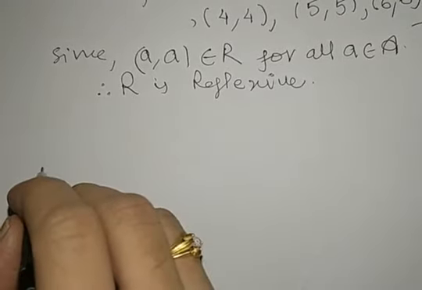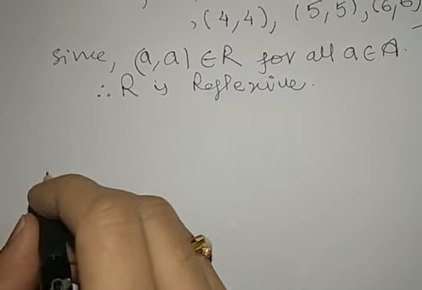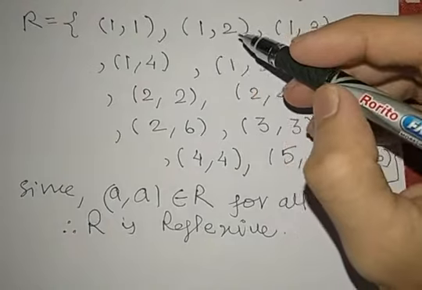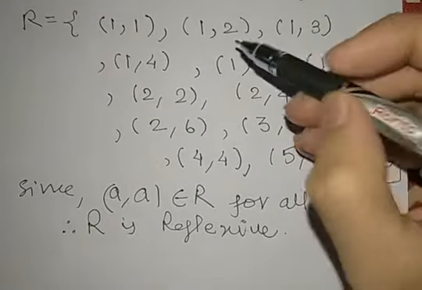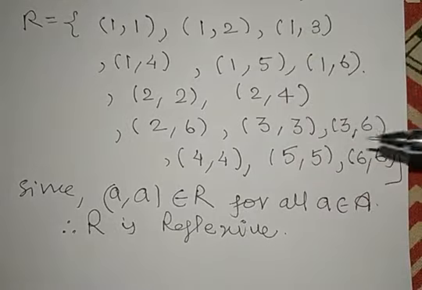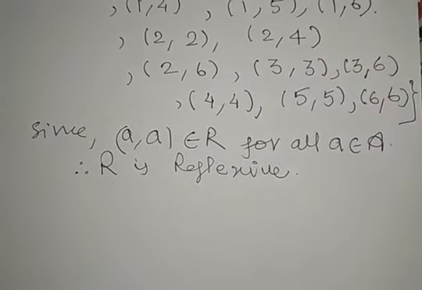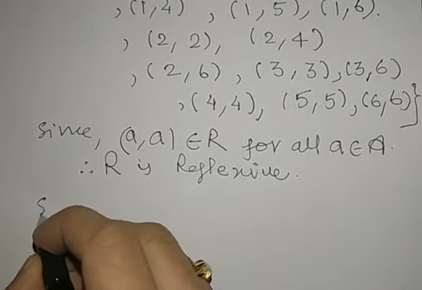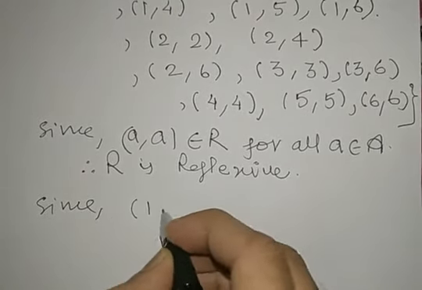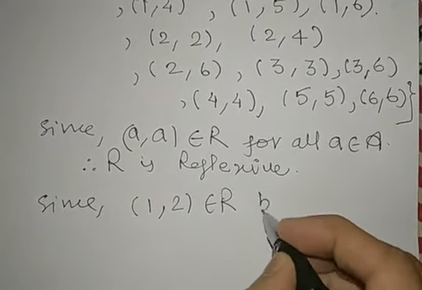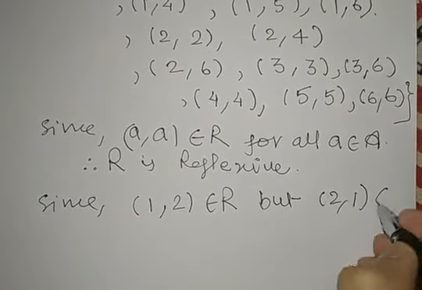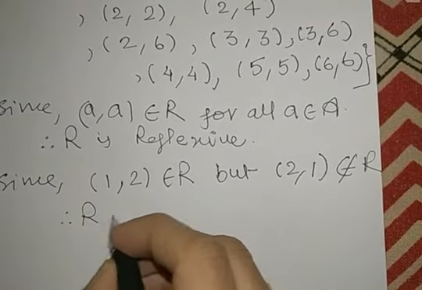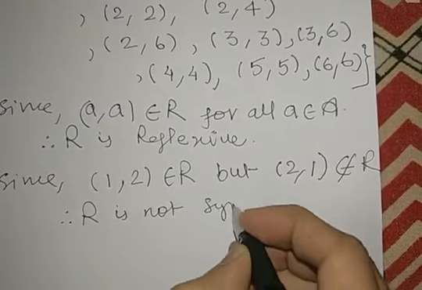Now let us check whether R is symmetric or not. If you take any element here, that is (1, 2), you have to find (2, 1). (2, 1) is not there in this set R. So you see that R is not symmetric, since the element (1, 2) belongs to R but (2, 1) doesn't belong to R. Therefore R is not symmetric.